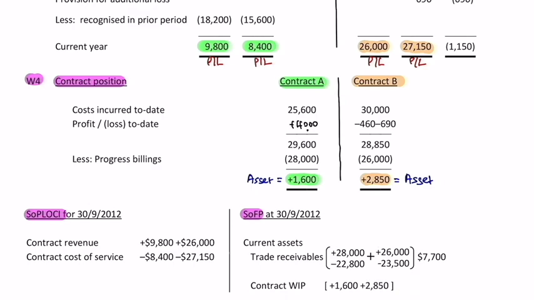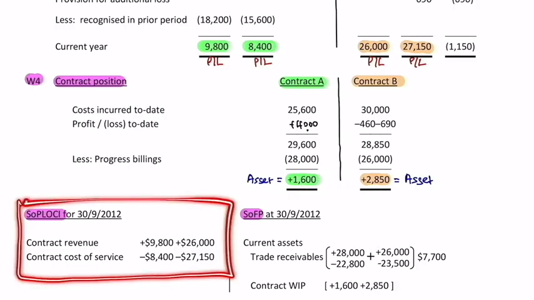For this question, you're only asked to do the profit and loss. I'm just doing this for discussion purposes.